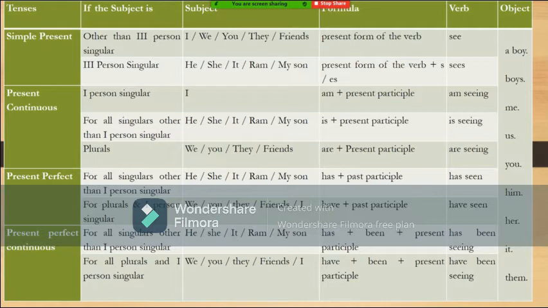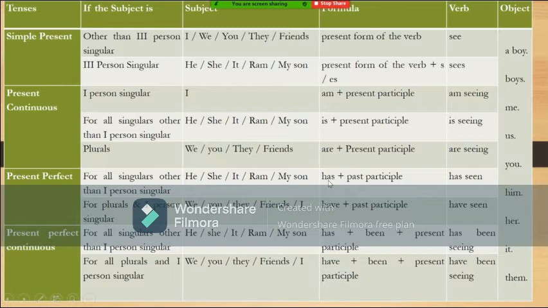Here, if the subject is singular, we have to use has. Except I. I is included along with plurals. Except I, all other singulars take the auxiliary verb has in present perfect tense. Has indicates present. And to indicate perfect, we have to use the past participle. Just as we used the present participle for continuous, here you have to use the past participle to indicate perfect. For present, you have 2 auxiliary verbs. What are they? Has and have.